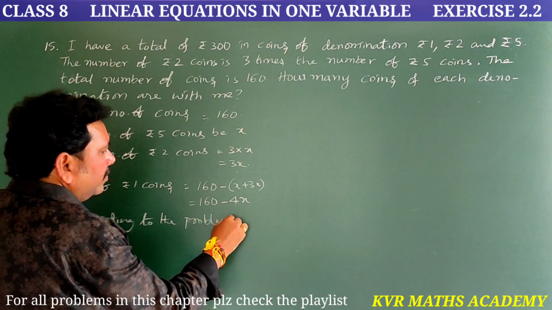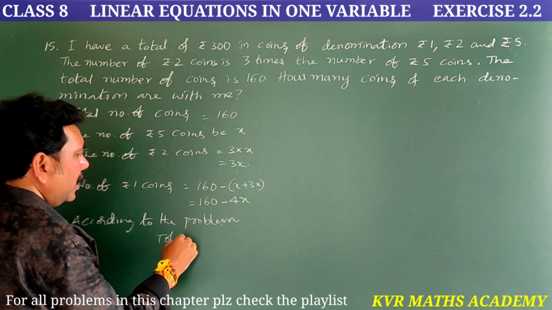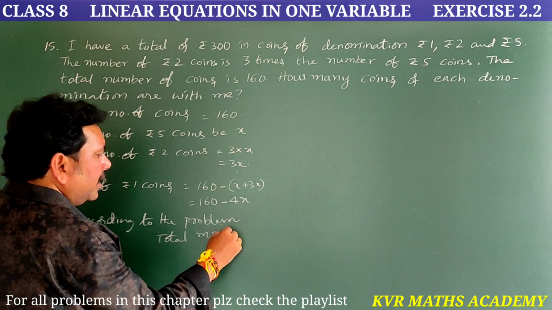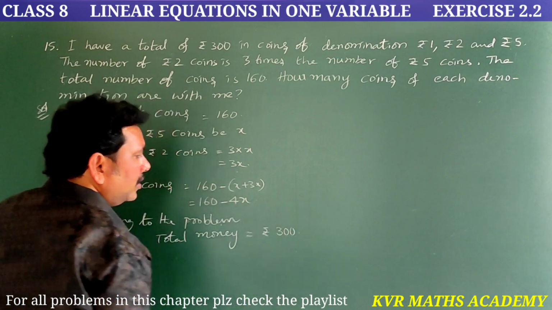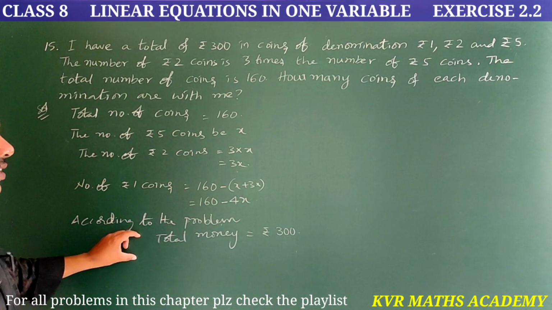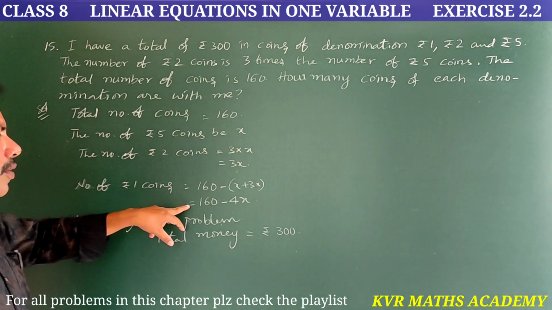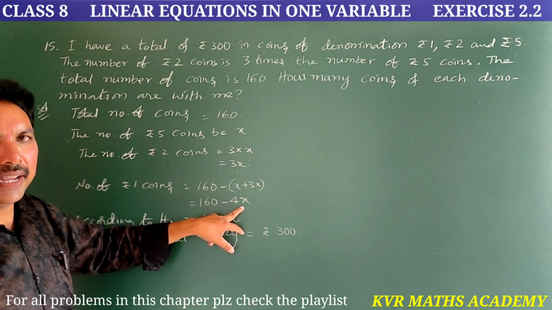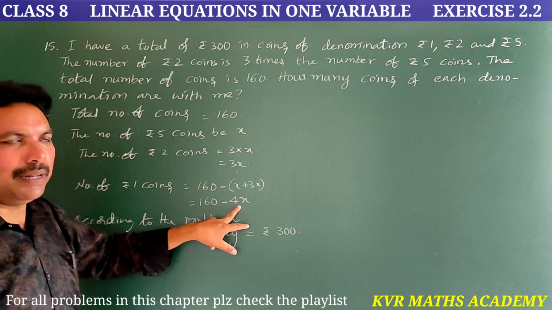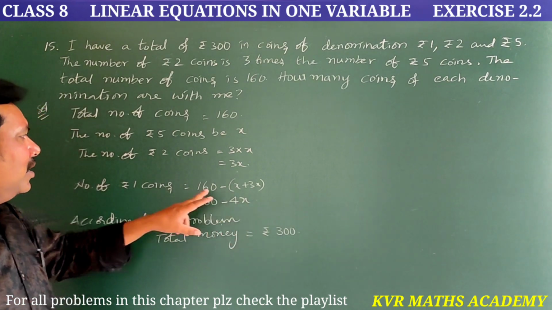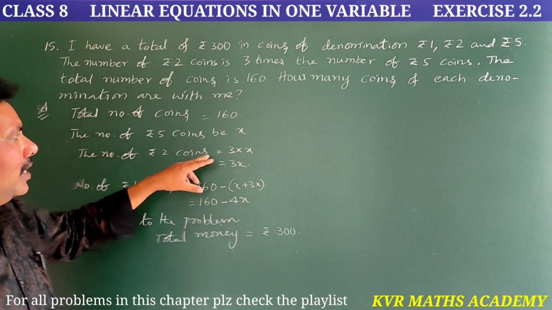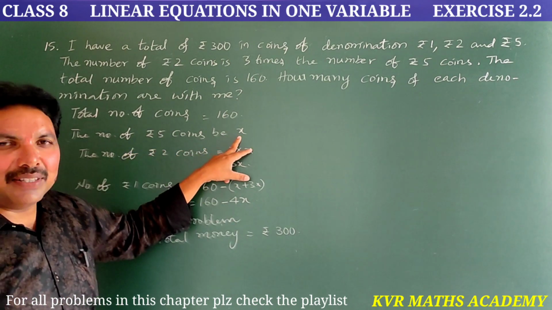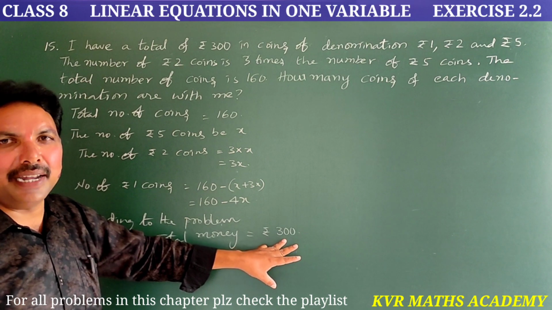According to the problem, total money is equal to rupees 300. So how can you write the equation? Here 1 rupee coins are 160 minus 4x, which means 1 into 160 minus 4x, plus 2 rupee coins are 3x, which means 2 into 3x, and 5 rupee coins are x, 5 into x, we will get rupees 300.